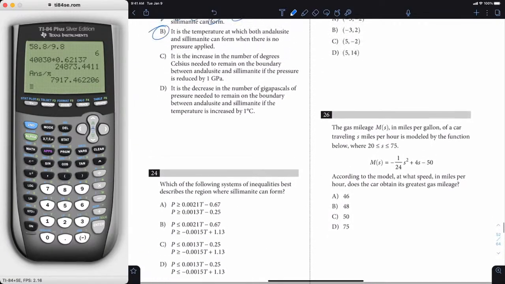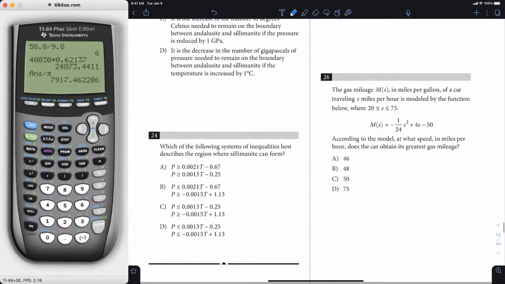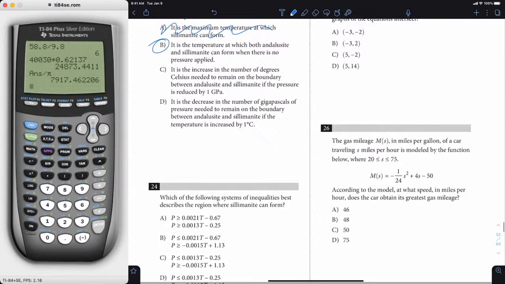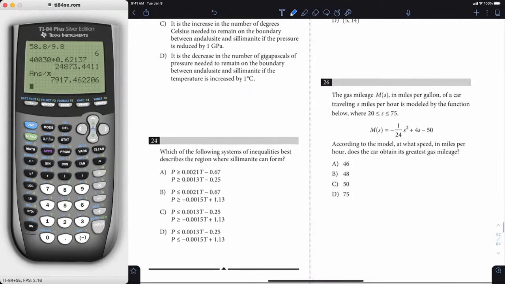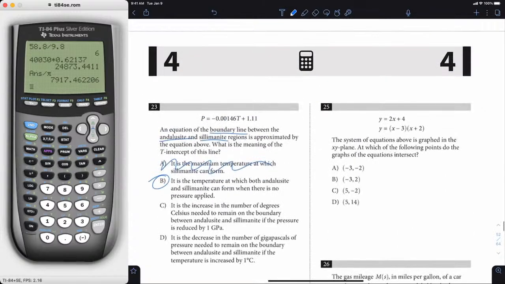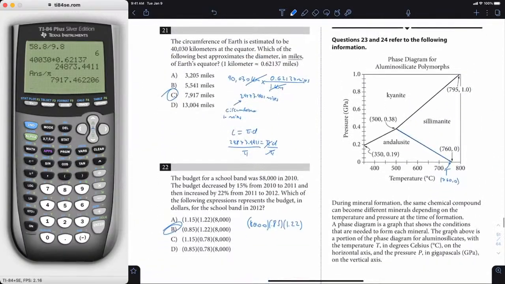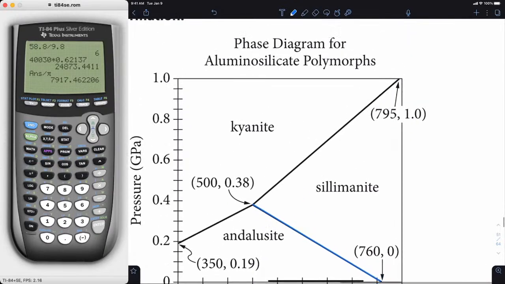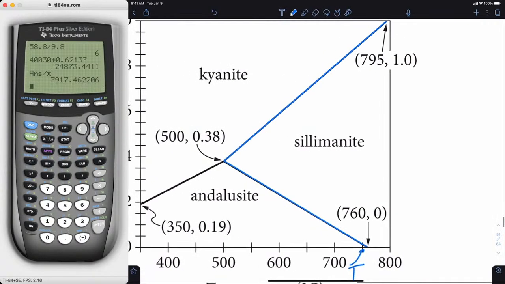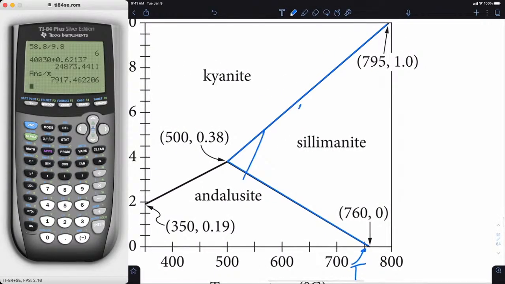Let's take a look at the next problem. 24. Which of the following systems of inequalities best describes the region where Sillimanite can form? This is interesting. Sillimanite can form in the blue region I just bounded, right? So we have to basically find an equation or an inequality that represents this region right here.